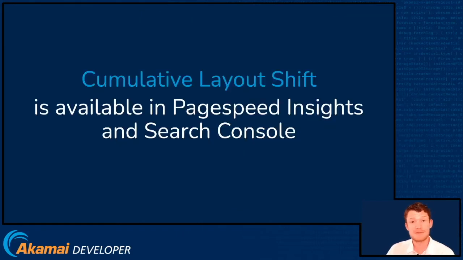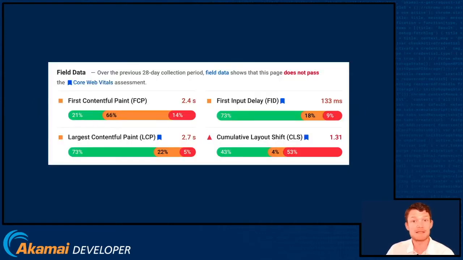Cumulative layout shift scores are currently available in PageSpeed Insights, Google Search Console, and a host of other third-party as well as Google tools. In PageSpeed Insights, you'll see it under the field data here in the bottom right-hand corner with a couple of values. One is your 75th percentile, in this case 1.31. Now this is far greater than Google's target for good, which is 0.1.